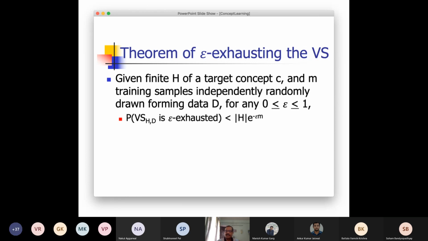So this is an interesting theorem, with interesting implications. It shows that if you increase your training examples, then the definition of epsilon exhaustive.